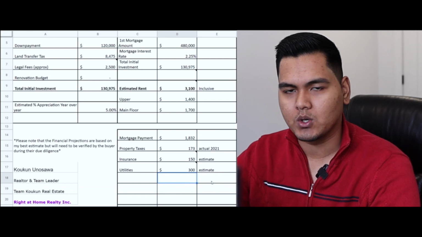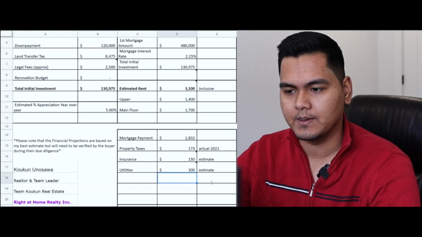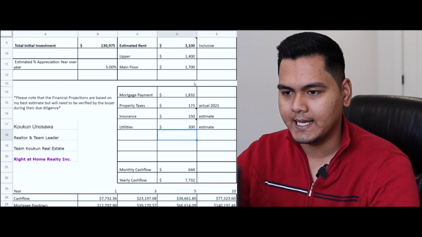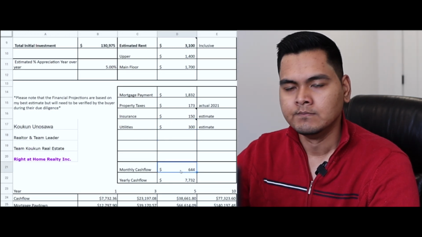Property taxes are based on the listing, what they provide. Insurance is basically what we estimate based on what we've seen for duplexes, and utilities, again, the same, what we estimate based on what we see for duplexes. So based on these numbers, you can see that this property has an estimated monthly cash flow of $644, which is quite good.